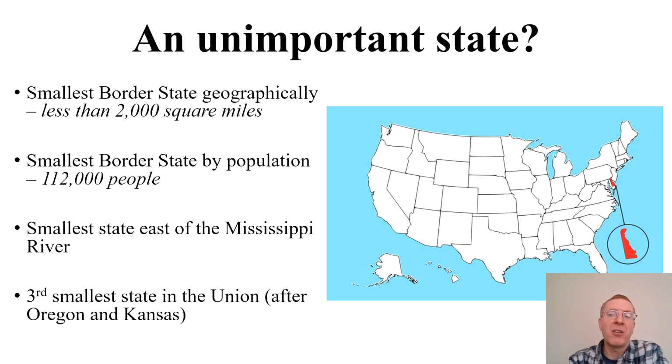Now, of the southern border states, geographically, it is the smallest one in both geography and in population. It has less than 2,000 square miles, so it's really not that big. It's also got a tiny population compared to other states, 112,000 people. That's much smaller than Maryland, Kentucky, and Missouri.